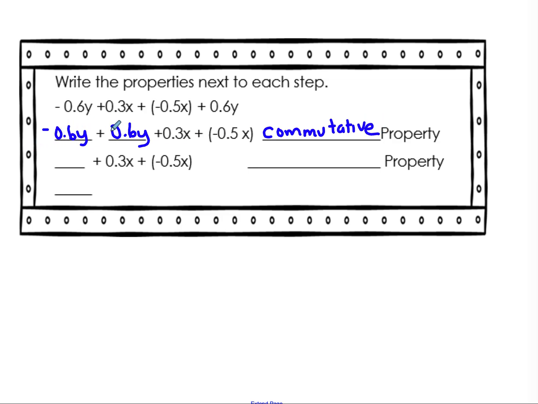Okay, when I combine those two inverses, that just equals 0. I don't need the y anymore. If I have 0 y's, it's just 0. It's gone. So that's the inverse property, combining those two together. And then I'm adding what I have left, +3/10 plus -5/10. Different signs, find the difference. So that would be 2/10. More negatives, answer's negative. So I have -2/10 x is going to be my final answer.